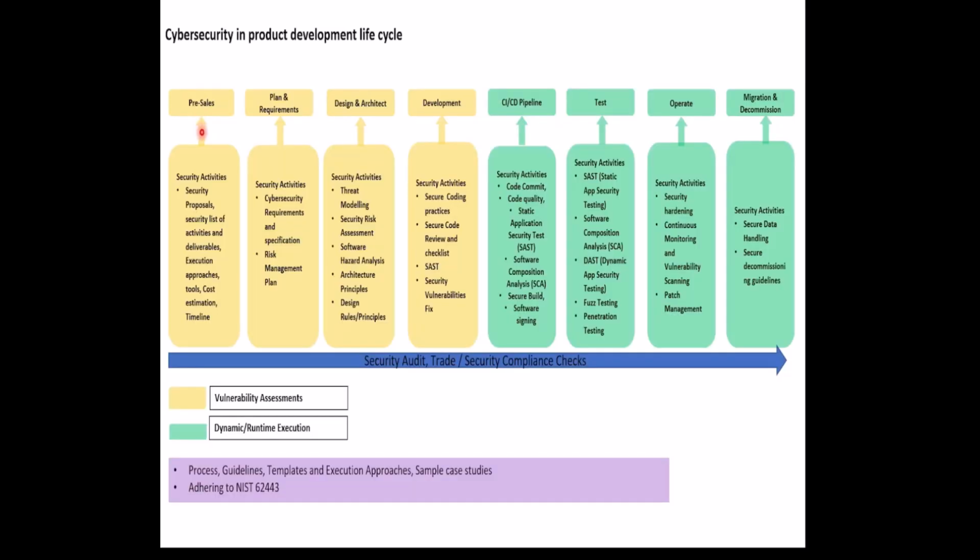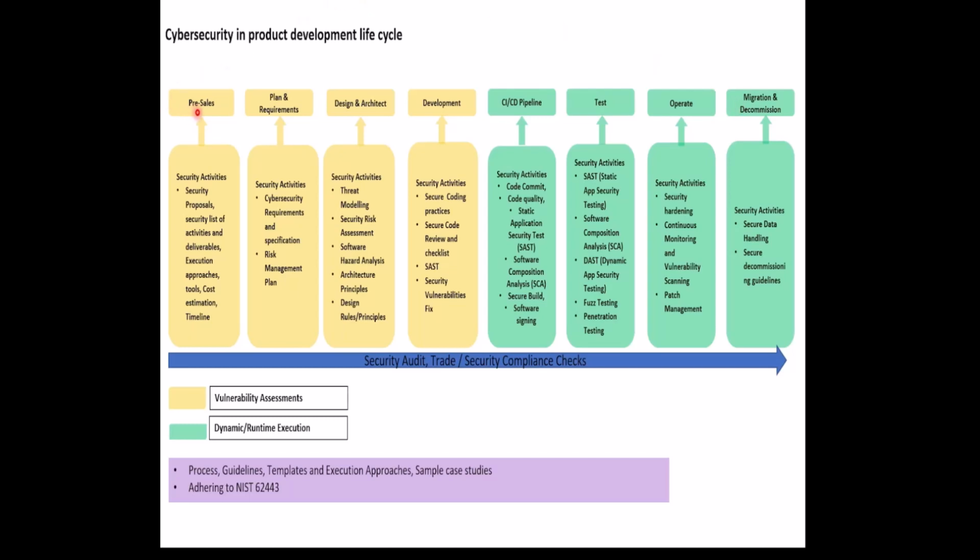Okay, again if we come to the top layered boxes: first stage pre-sales, second plan and requirements phase, third design and architect phase, fourth development, fifth CI/CD integration, then test, operate, migration and decommission. So these are all the phases we are following in the software development lifecycle.